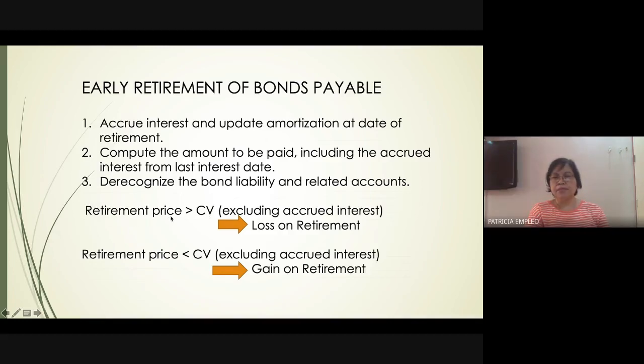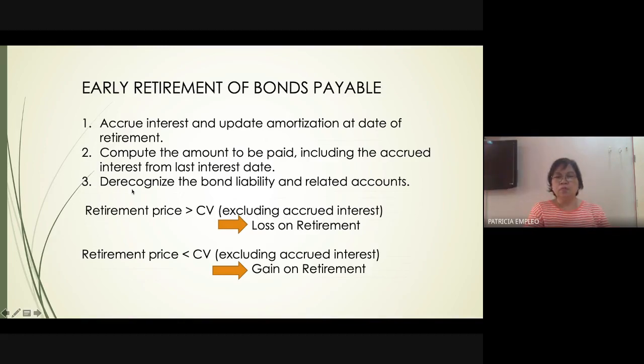values, the retirement price. This is the retirement price excluding the interest payment. This is the retirement price on account of the face value only, which we need to compare with the carrying value of the bonds excluding the accrued interest, because in the retirement price we did not include the amount of interest that will be paid from the last interest payment date. Then in the carrying value, for this purpose, we also exclude the amount of accrued interest.